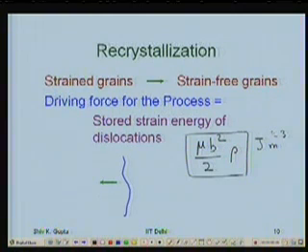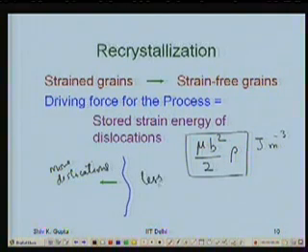Right? For the process. Now the process, as I said, is: I have a grain boundary, let us say. In here, I have less dislocation density. Here, I have more dislocation density. So the grain boundary moves to the left. So the grain boundary shall move towards that region where there are no dislocations. In other words, it tries to consume the dislocated material into the less dislocated material, a dislocation-free material. So that increases in size. Right? That's the basic process of recrystallization.